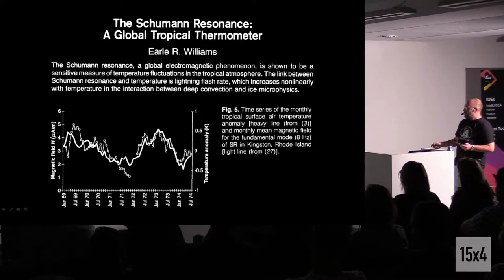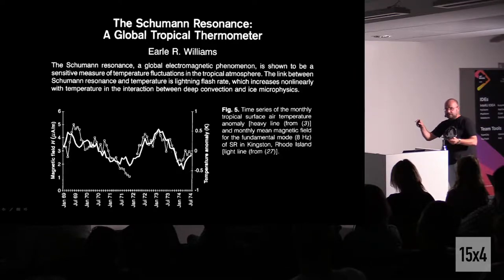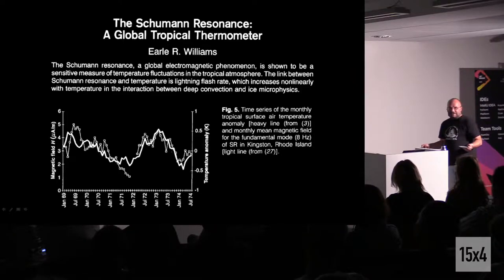You can see this picture from his article in Science journal. This heavy line corresponds to surface temperature in the tropics, and this light line corresponds to the intensity of the first Schumann maximum. You can see these curves are very well correlated. The Schumann resonance can show the changes from year to year in the intensity of lightning, which is well correlated with global temperature.